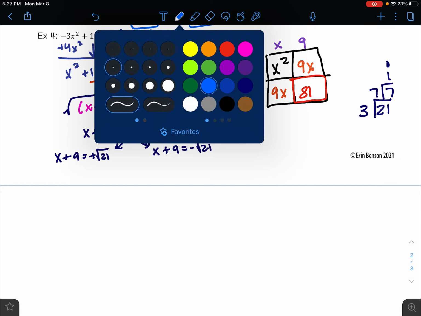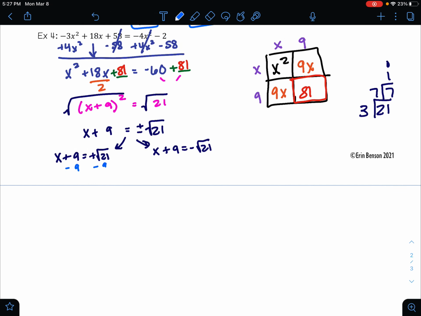To undo addition, I'm going to do subtraction. So I'm going to bring down my x. 9 minus 9 is 0. Bring down my equal sign. The square root of 21 and negative 9, these are not like terms. So I'm going to write them side by side.